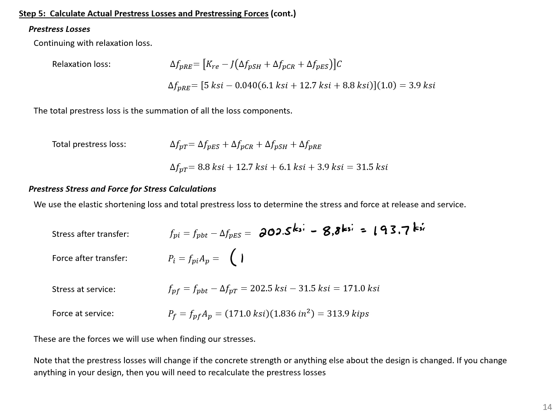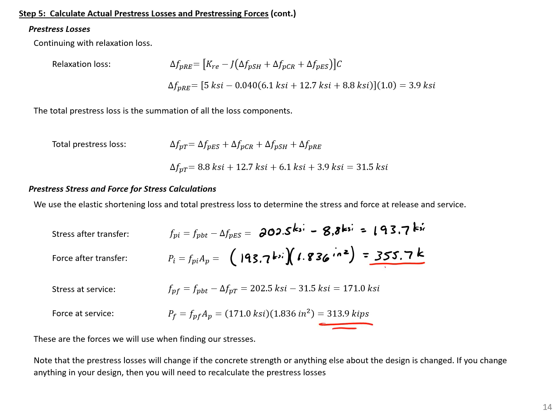Then we need to take that stress, 193.7, times the area of our pre-stressing. Our 12 half-inch diameter strands will be 1.836 square inches. And that'll give us a force here of 355.7 kips. So here we have the force that we'll use when we're looking at release, and we have the force that we'll use when we're looking at service.